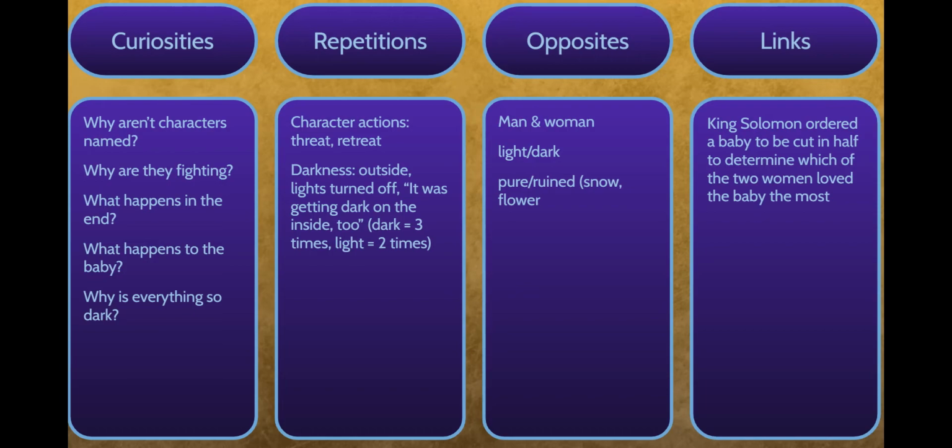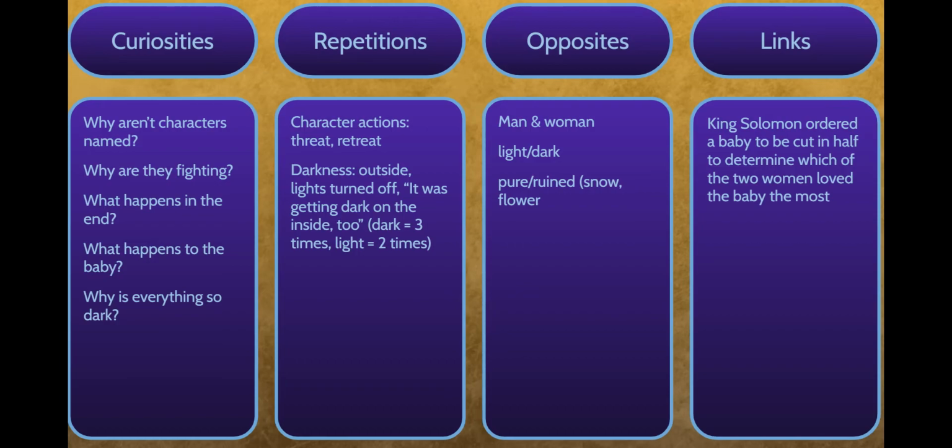The opposites: the man and the woman are very opposite in the way they handle stuff. We've got light versus dark opposing each other there. We've got this idea of something pure and something ruined. The snow is melting into dirty water. The flower pot was nice, but then it gets broken.